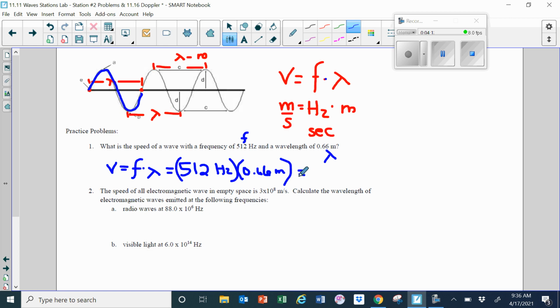The answer, I'm going to round this, is 338 meters per second. Okay, so that would be the velocity of that wave.